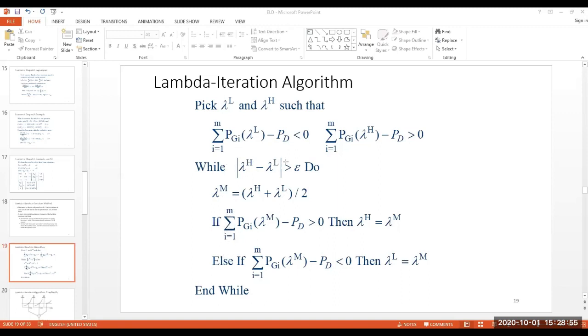At the beginning of the iteration, you have to satisfy this while condition. When this condition is no longer satisfied, you will end your while loop. And in between, you update your lambda.